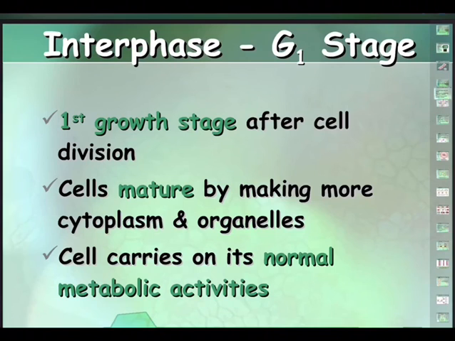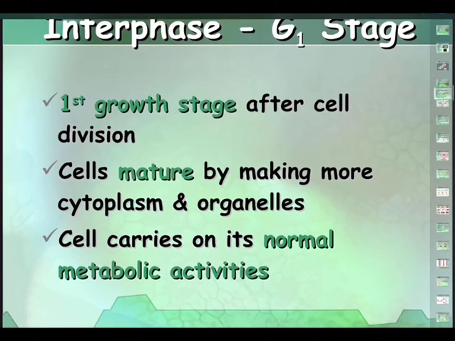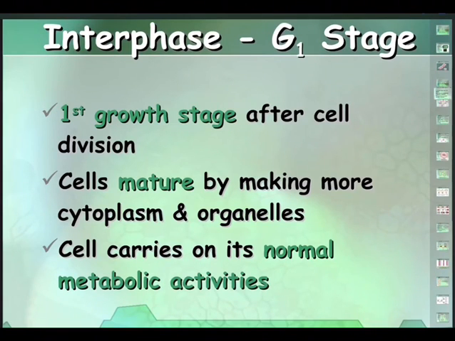And G1 phase is a stage of initial growth. As we are seeing here, G1 stage is the first growth stage, the initial growth stage after cell division. So cells mature by making more cytoplasm as well as organelles, and the cell carries on its normal metabolic activities. So these are the main features that take place in G1 stage. As I said, G1 stage is the initial growth of a newly formed cell in which the cell carries on active metabolic activities in preparation for DNA replication.